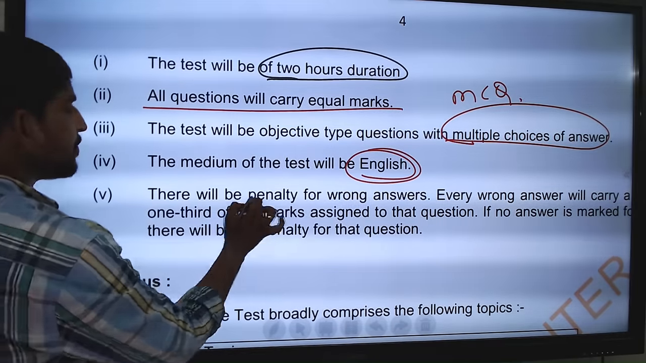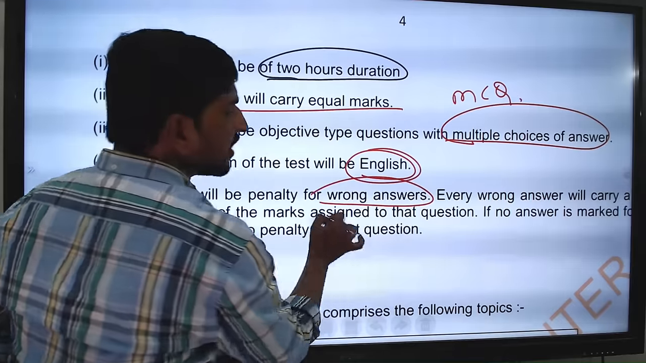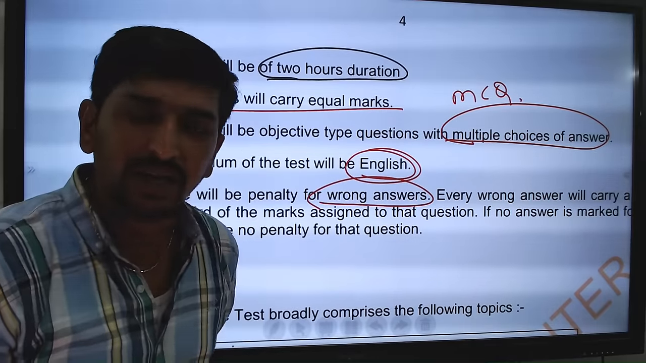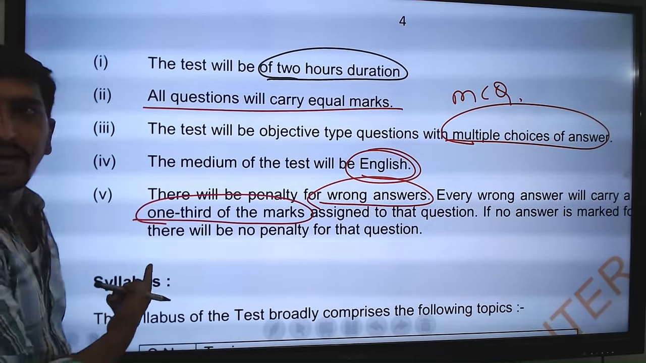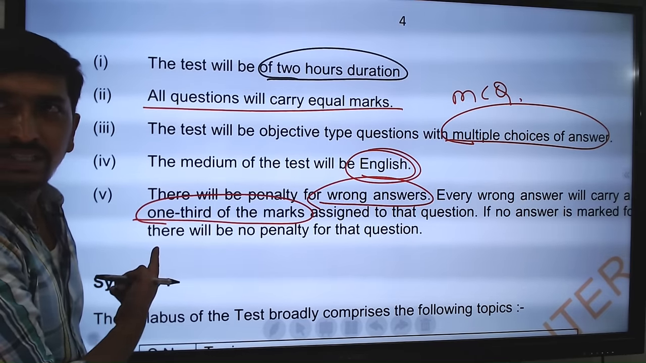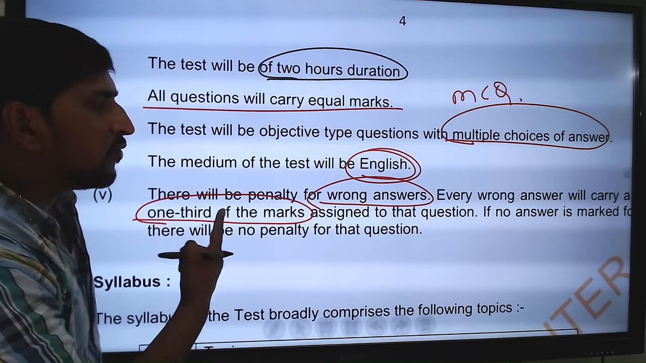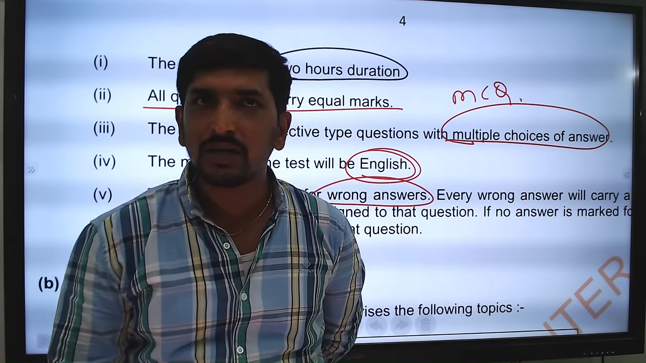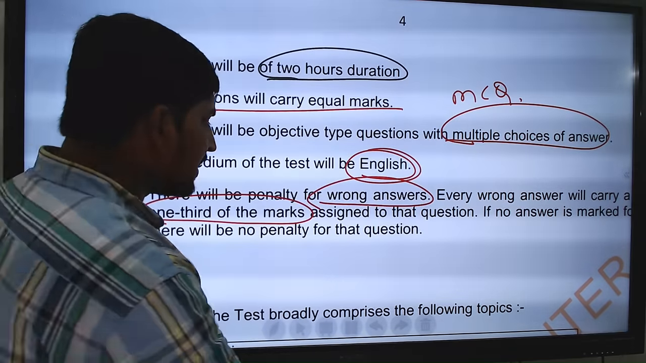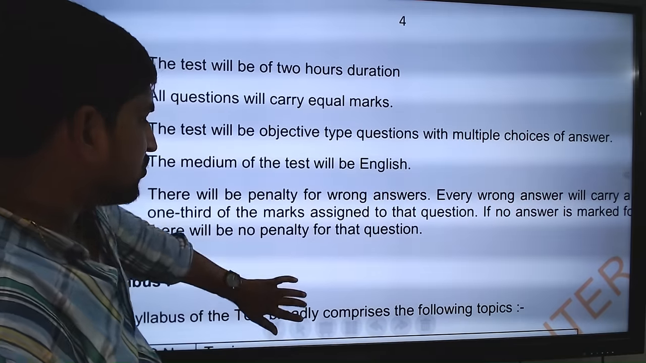And here there is a penalty for wrong answers. The negative marking system is 1/3. That is very important. There is 1/3 negative marking, which we must remember.